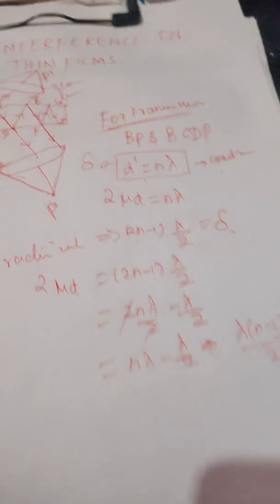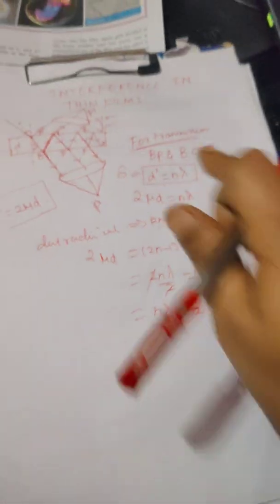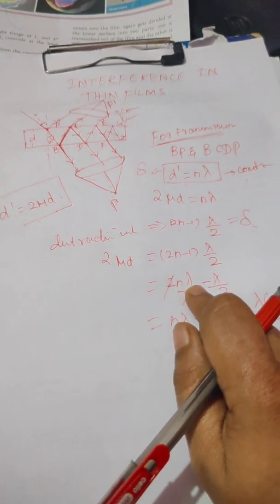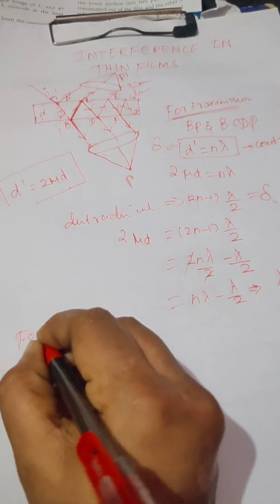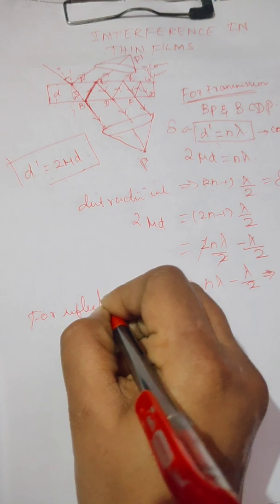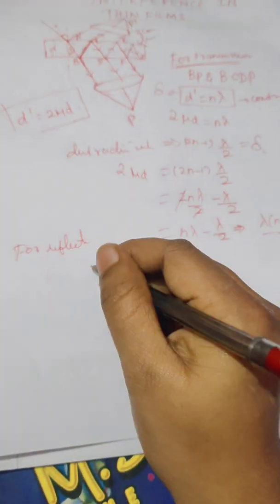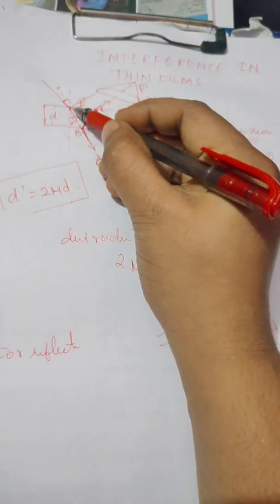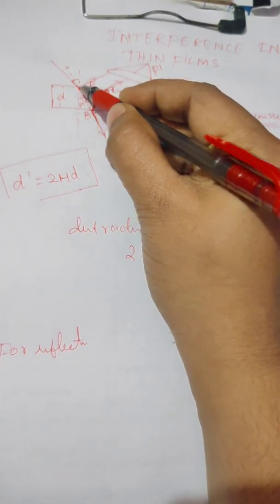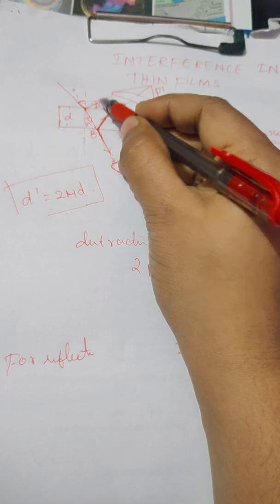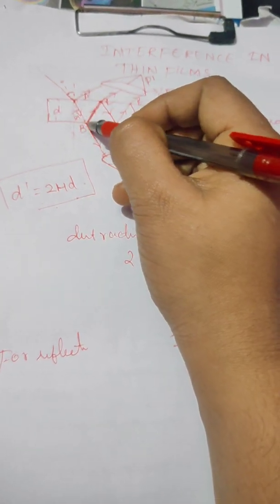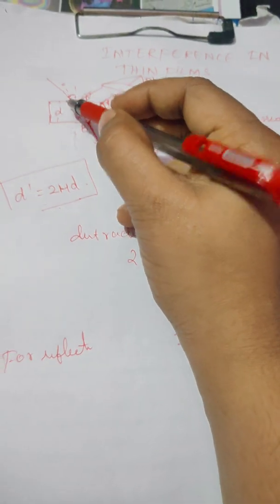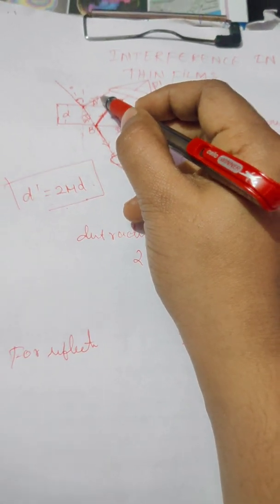So now we have constructive and destructive interference in the transmission. Now we'll see for the reflection. For reflection we are going to take this A and P. The reflection starts here only. For the transmission, the reflection starts later, because the refracted angle comes first and only then the reflections. But here the incident ray directly goes for the reflection.